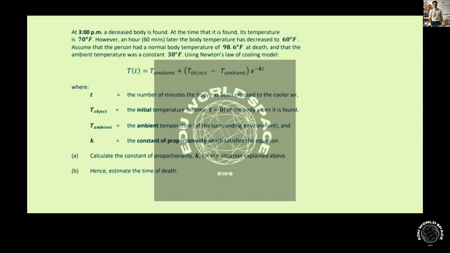So T sub ambient is the temperature of the surrounding environment, and we know that it decreased from 70 to 60 degrees after 60 minutes. So we know that it's 60 degrees now when the ambient is 30 degrees.